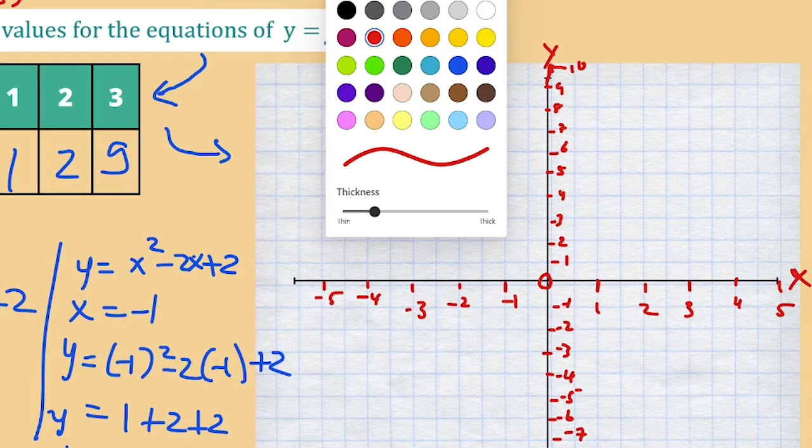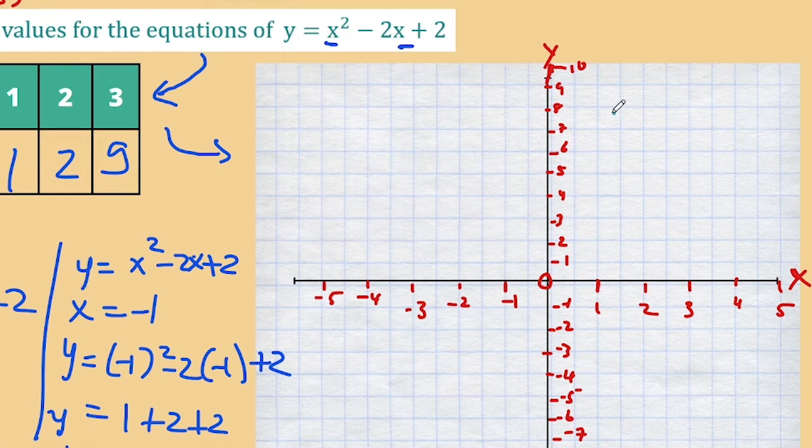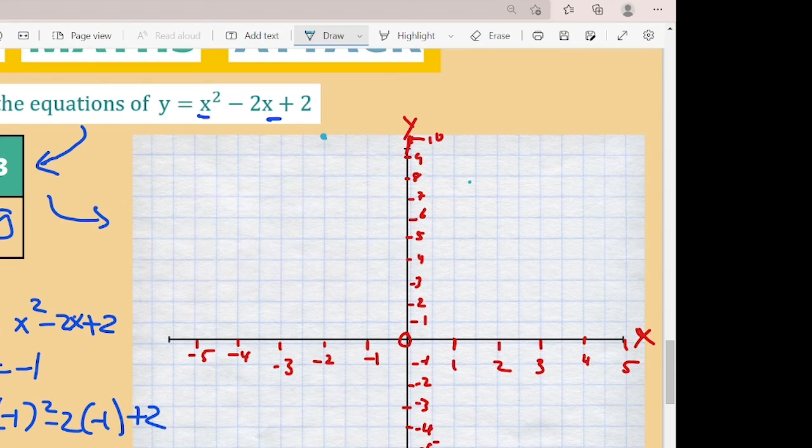So I'm going to plot my points over here. So I'm going to use a blue colour. The first one is -2, and it is 10, so it's over here. The next one, so I'm just going to tick it off as I go along, so I'll just use a black pen. So I'll tick that one off. The next one is -1, 5. So here's -1, and here is 5.